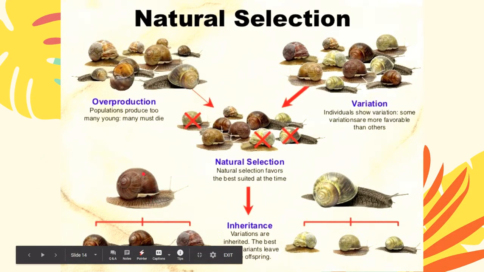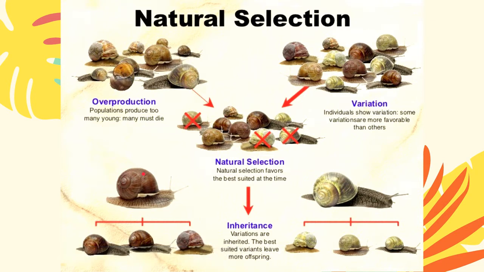So let's look at this diagram to further understand what natural selection was. These are the two conditions first. According to Darwin, there will always be overproduction of offspring. Populations produce too many young. There are more offspring than the ecosystem can sustain. Because of that, many must die eventually.